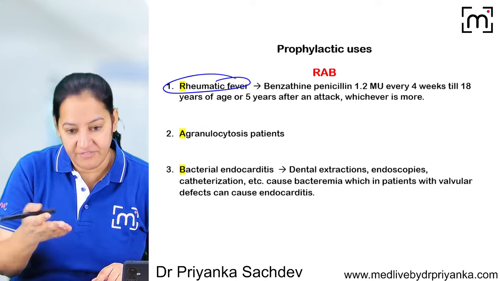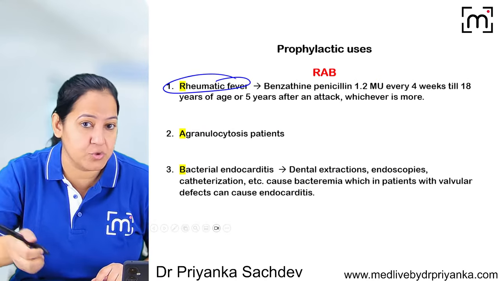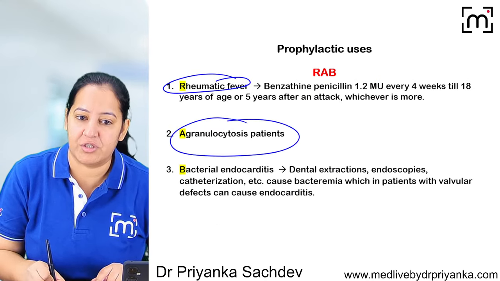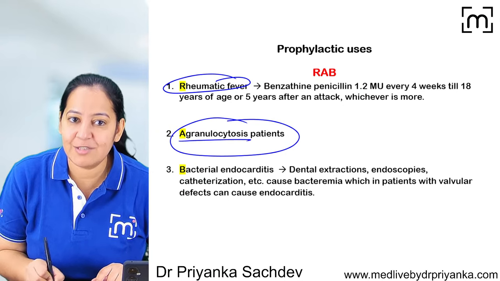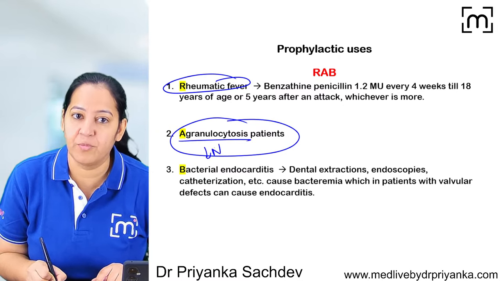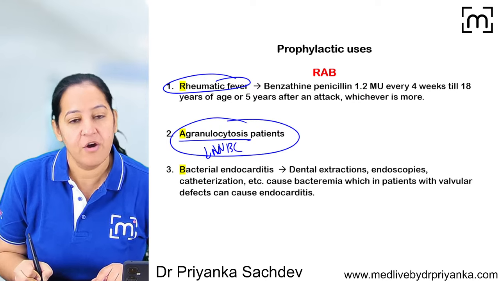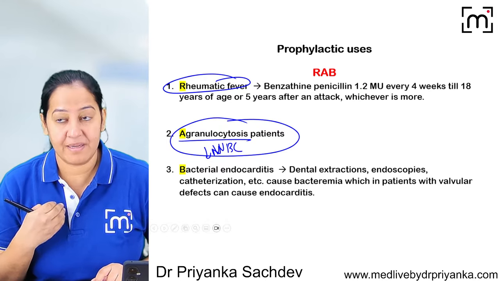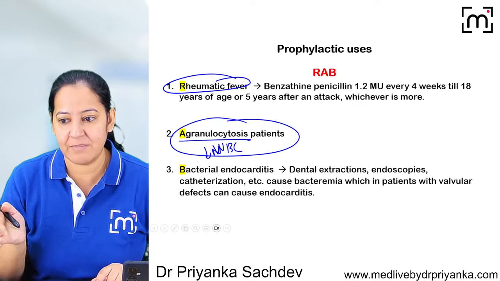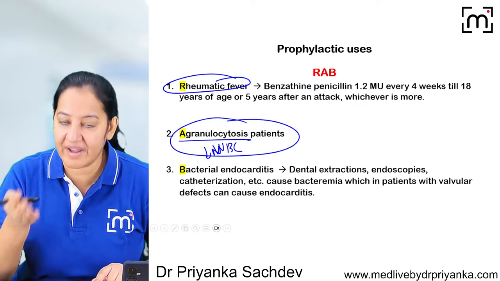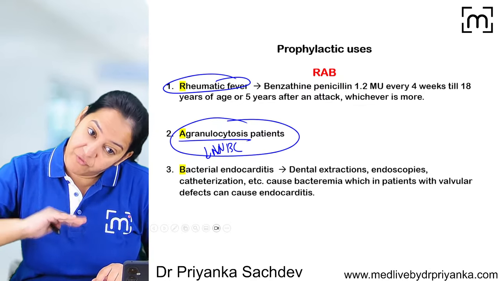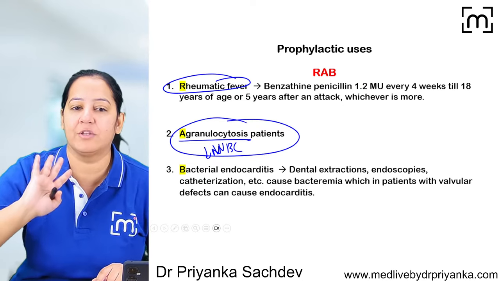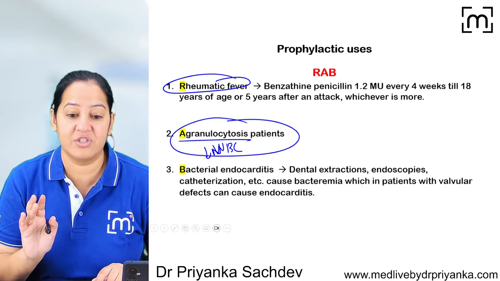Number one, rheumatic fever, we give it as a prophylaxis so that the next episode does not occur. Agranulocytosis patient, what is an agranulocytosis patient? These patients have less neutrophils, less WBC. What is the normal count of WBC? 4,000 to 11,000, we all have, but this is our army, the defense. Imagine someone having less WBC, less than 4,000. So recurrent infections are there. So we give prophylaxis penicillin, before the infection even happens. So for prophylaxis we can give penicillin G to them.